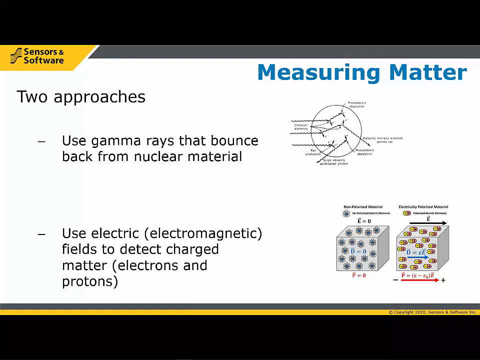And there's two approaches. One is to use gamma rays, and you impinge these on the material and you look at how many bounce back. And that's a measure of how much nuclear material is in the material you're looking at. Another approach is to use electric fields or electromagnetic fields, and they detect the charged matter in there, which are the electrons and protons. And so both these methods are looking at those fundamental building blocks of material and trying to get a sense of how many are in a unit volume.